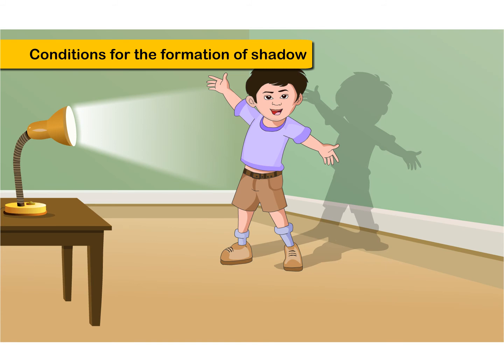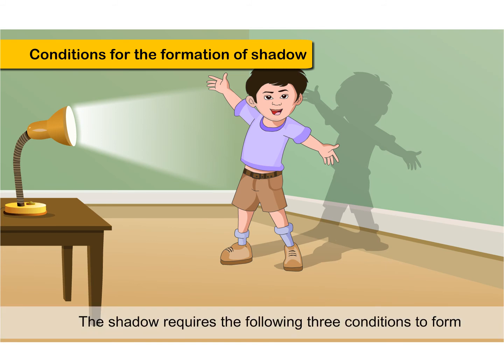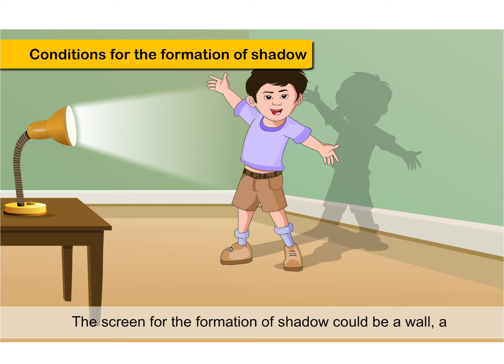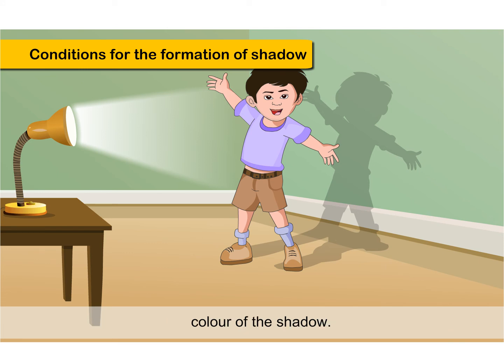Conditions for the formation of shadow. The shadow requires the following 3 conditions to form: a source of light, an opaque object in the way, a screen to see a shadow. The screen for the formation of shadow could be a wall, a cardboard or simply ground. We can get some information about shapes of objects from shadow. The color of the opaque object does not affect the color of the shadow.